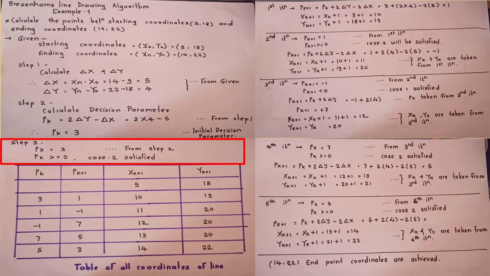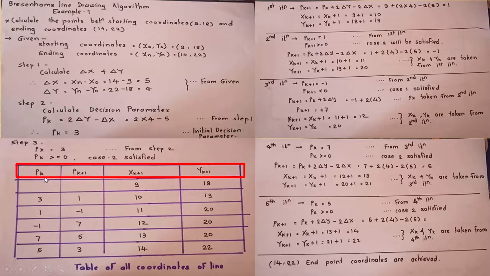In step 3 we are going to find out, using that decision parameter, which case is to be satisfied. As pk is equal to 3, which is greater than or equal to 0, case 2 is satisfied. We need to draw a table in which we have 4 columns: pk, pk plus 1, xk plus 1 and yk plus 1. Initial points we need to write down here, 9 and 18.